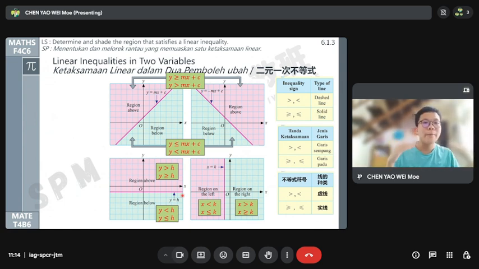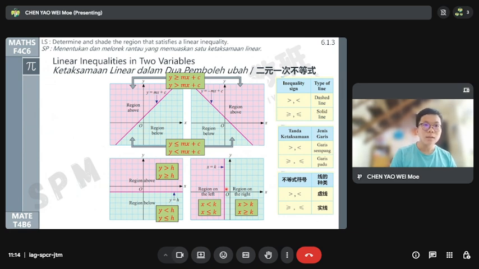For the y-axis, when we go up, y is larger than, or I can say y is larger than or equal to, because it is higher. Lower means less than. Same for the x-axis: when we want to say the region to the left, we say lesser. On the right side, we say larger.